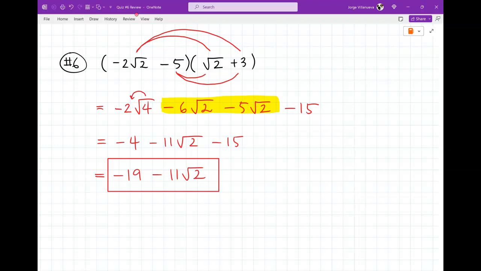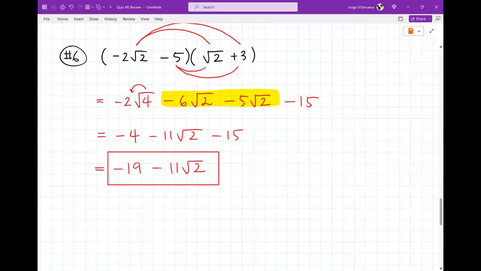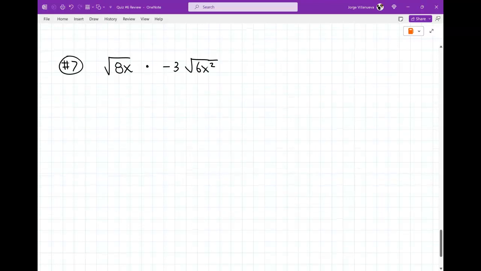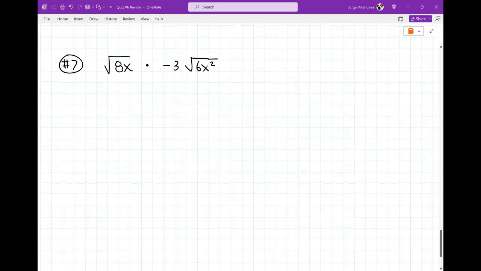Are we okay with this one? I mean, a lot of stuff going on, but just take your time, right? Draw your little lines if you need to. Write everything out cleanly, and then start simplifying. So that's number 6. All right, now moving on to the last two that are considered easier. Not to say they are, but considered.